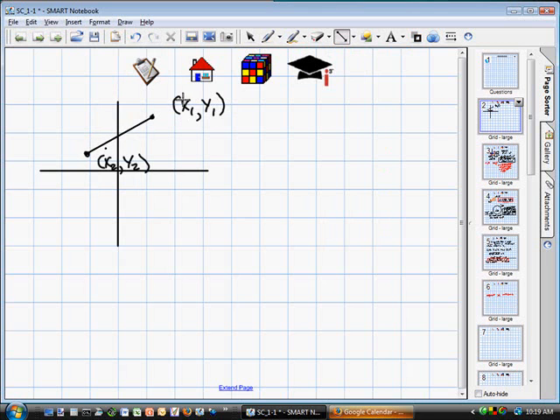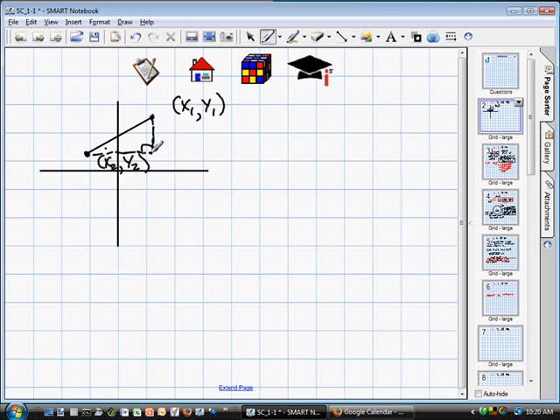I want to find the length of that. And of course, that's called the distance formula. And we're going to put in a couple other dotted lines here. If I just sketch the horizontal coordinate here and the vertical coordinate, what we come up with is a very familiar right triangle.